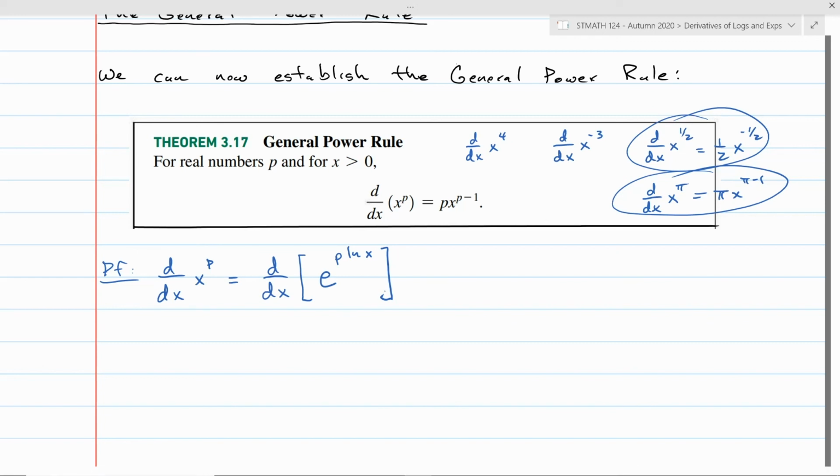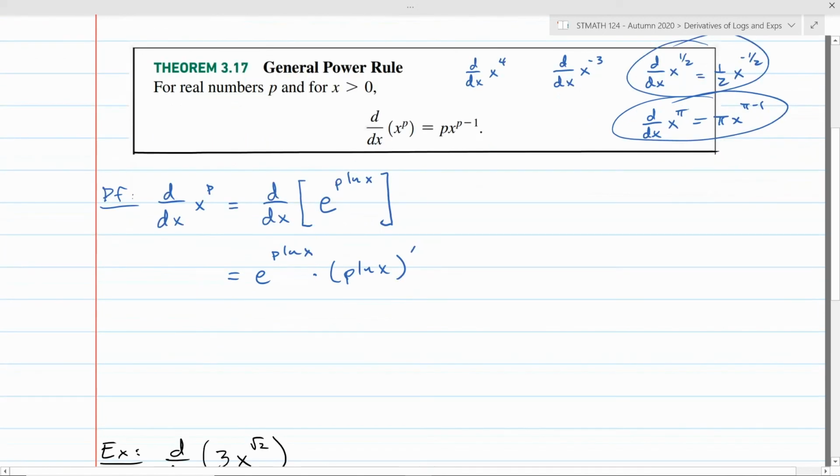And this is nice because I know how to differentiate e to anything. The derivative of e to the anything is just e to whatever was in the exponent, and then you multiply times the derivative of the exponent. Now remember here, p is a constant. So in doing that derivative, I still have this e to the p times natural log of x. And then the derivative of p times natural log of x would be just p over x.